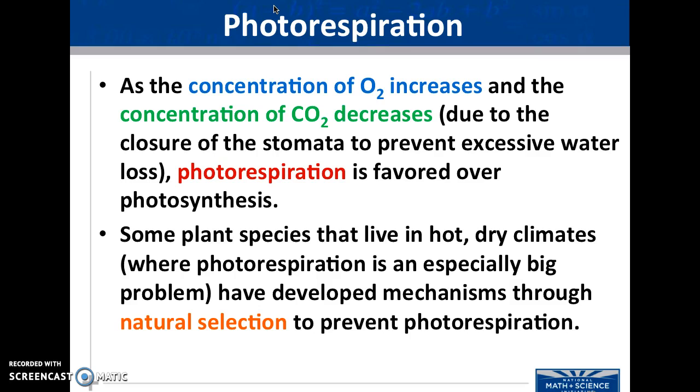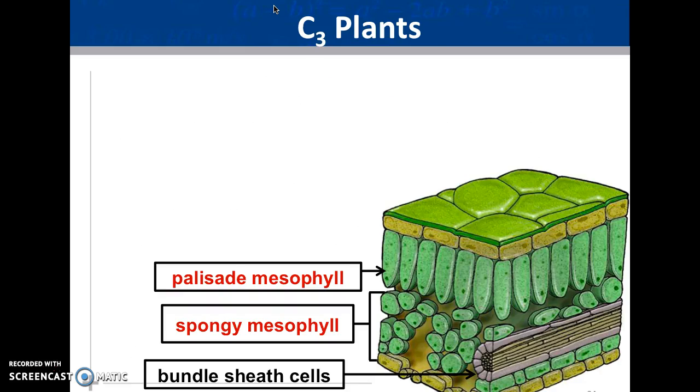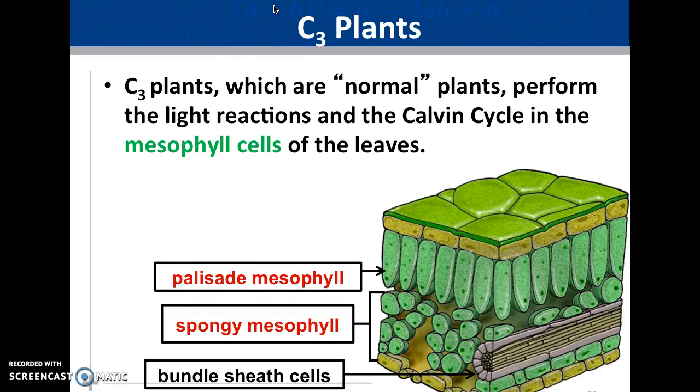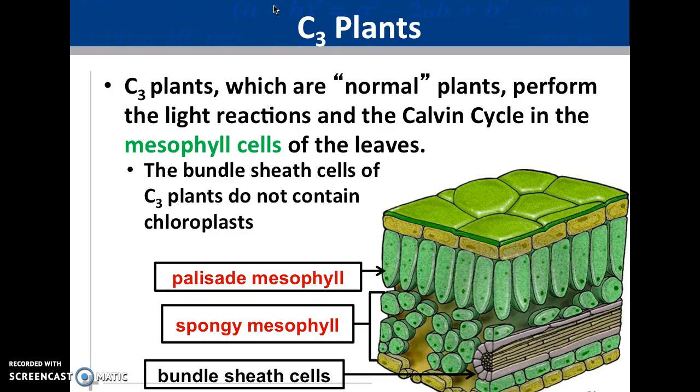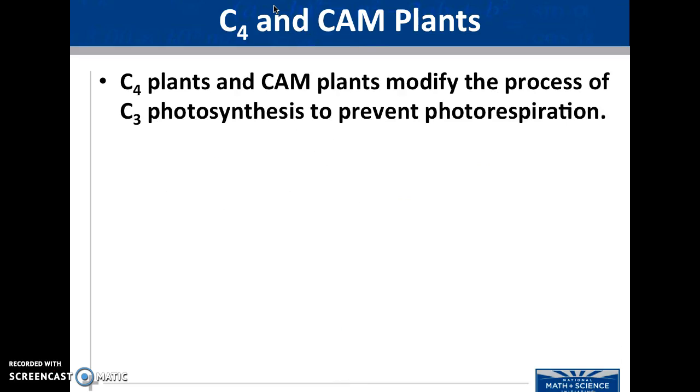So, some plant species that live in hot, dry climates, where this could be a big problem, have developed mechanisms through natural selection to prevent this from occurring. They are called C4 plants and CAM plants, and you definitely need to understand this. C3 plants, which are normal plants, perform the light reaction and the Calvin cycle in the mesophyll of the leaves. The bundle sheath cells of C3 plants don't contain chloroplasts. Basically, C4 plants and CAM plants modify the process of C3 photosynthesis to prevent photorespiration.